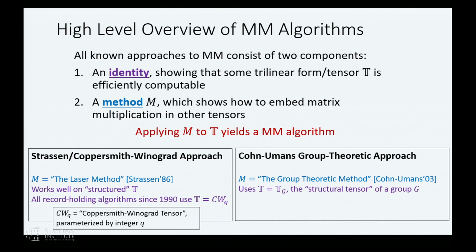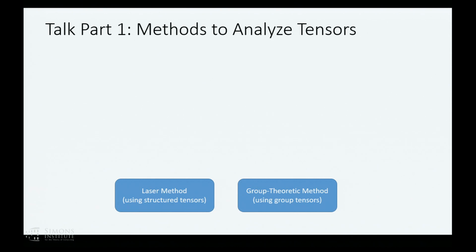And the tensor that one uses is basically you take some very structured group and you define the structural tensor of its group algebra, and this is the tensor you use, and there's various methods to come up with the identity for these tensors, and then the method is very nice and beautiful. Okay. So a very rough view of what we have.